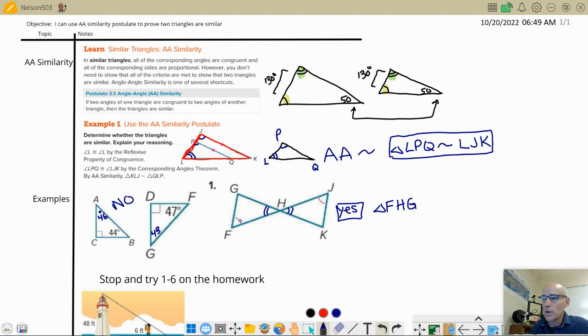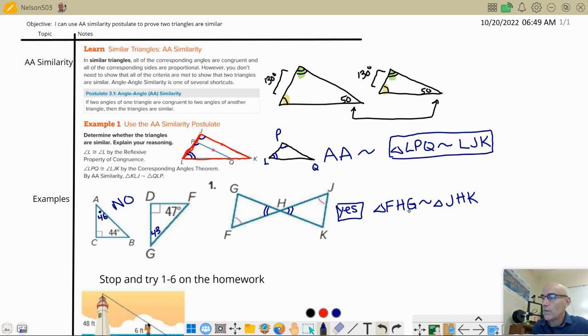FHG, okay, so I just went from F to H to G. I went 1 tick mark, 2 tick marks, no tick marks. I got to do the same up here. 1 tick mark, 2 tick marks, no tick mark. So is similar to triangle JHK. I don't think that's intuitive. Some people are going to ask me, hey, why am I getting this wrong? And they're going to pick the one that goes KHJ, right?